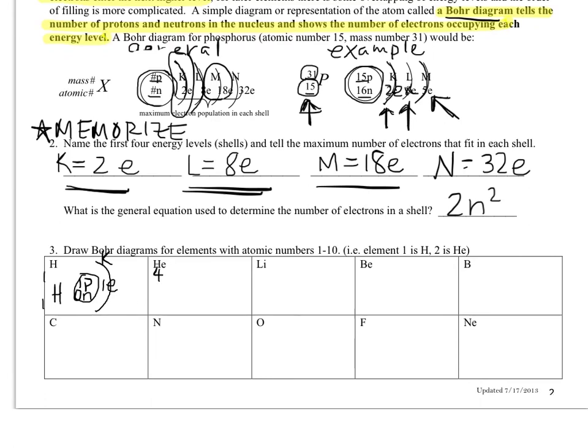Helium, if I look at the periodic table, has a mass of 4. Atomic number is 2. So it's got 2 protons, 2 neutrons, and in its first shell, that's where I'm going to put its 2 electrons, because that first shell, K, can hold 2 electrons.